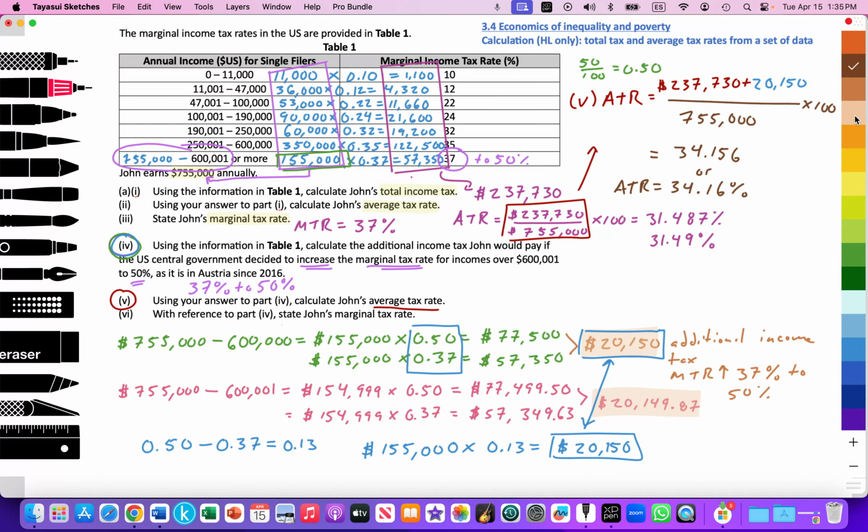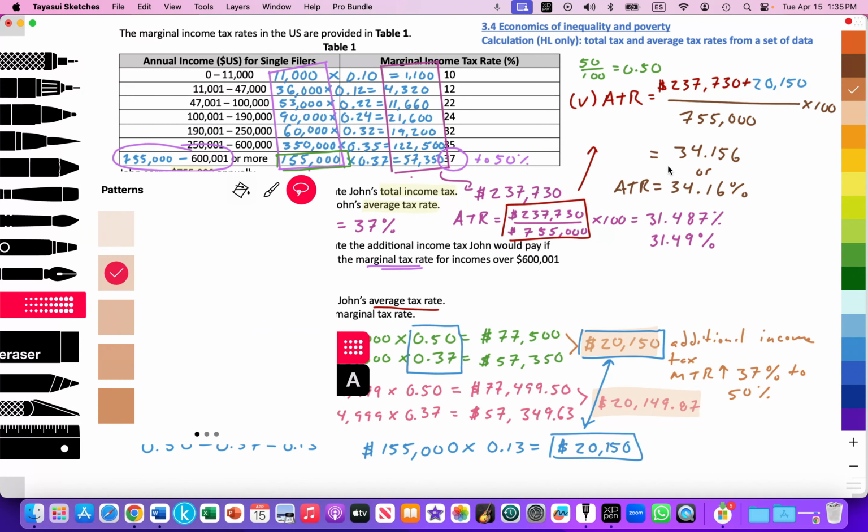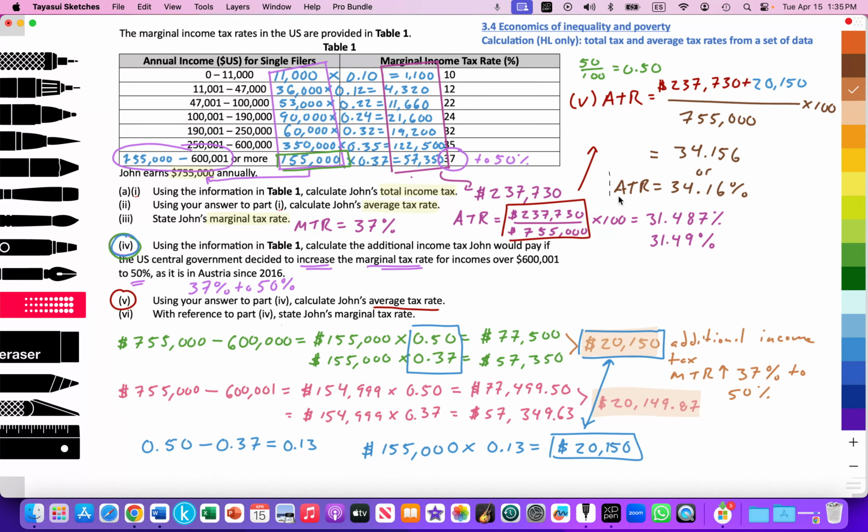Okay, so here's my final answer for this question. He went up from 31.49% of total income being taxed by the government to 34.16%. So it's just under a 3% increase in income tax paid, with the government raising income taxes from 37% to 50% for the highest tax bracket.